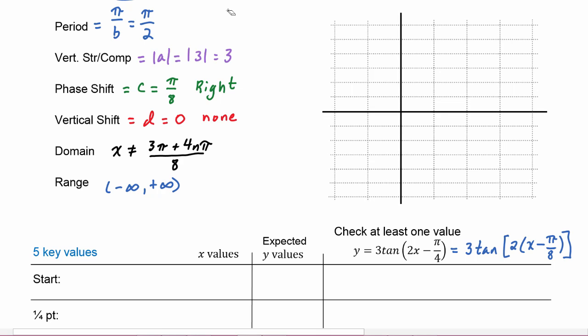So these are the attributes of the graph that we're expecting. So once we make our graph, we'll double check all these and make sure that it came true. We're ready to move on now and find the 5 key values of the graph.